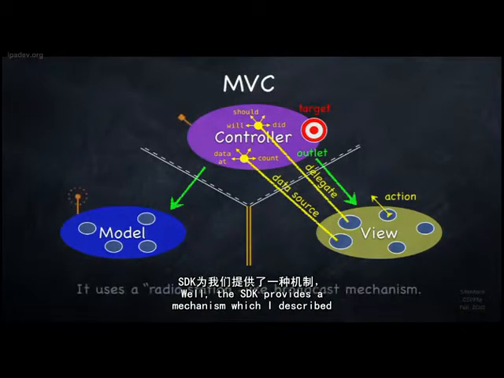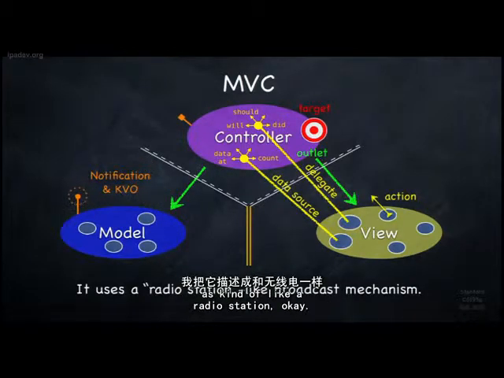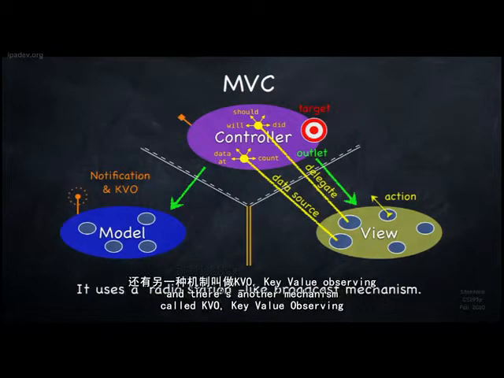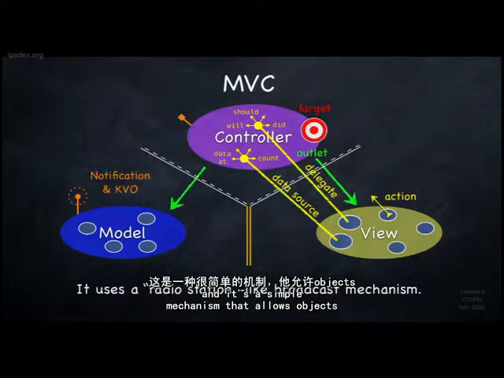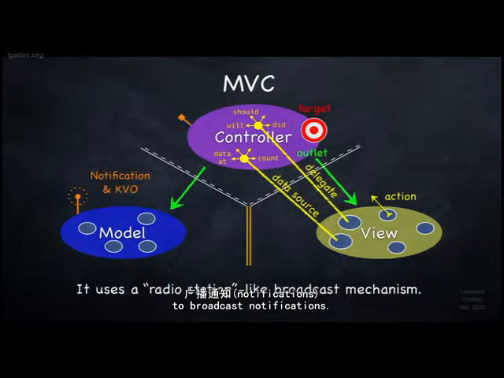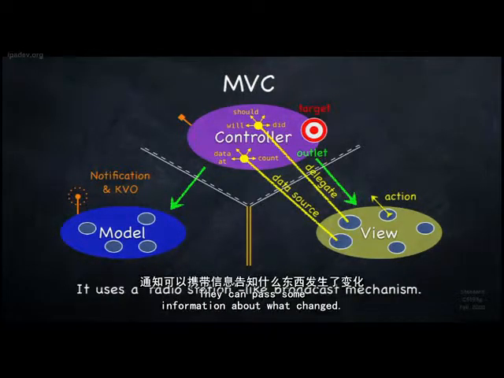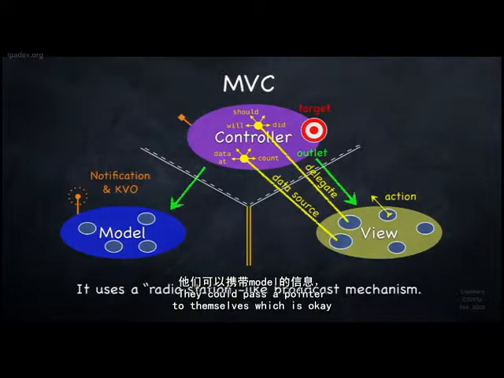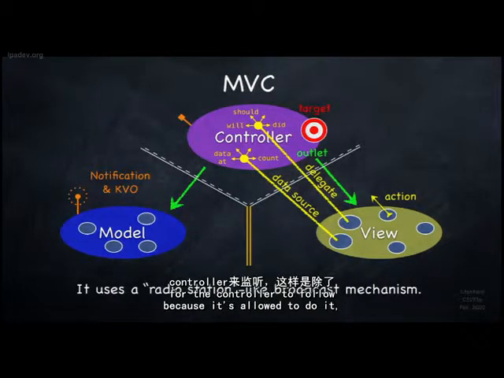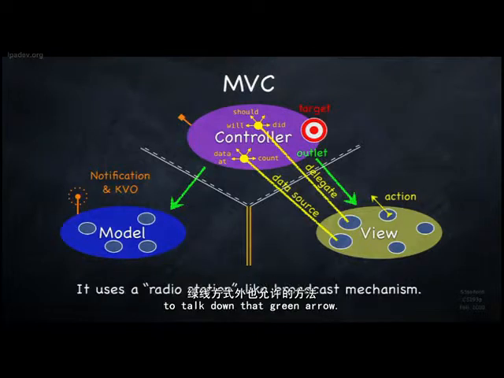Well, the SDK provides a mechanism which I describe as kind of like a radio station. Okay, it's called notification, and there's another mechanism called KVO, key value observing, and it's a simple mechanism that allows objects to broadcast notifications. Basically say something has changed. Pay attention to this. And they can pass some information about what changed. They can pass a pointer to themselves, which is okay for the controller to follow because it's allowed to do it. To talk down that green arrow.